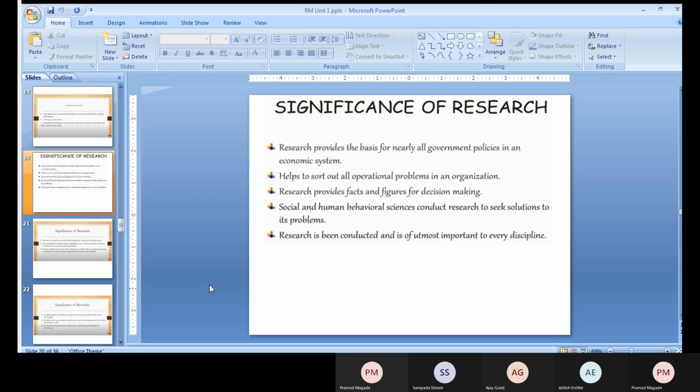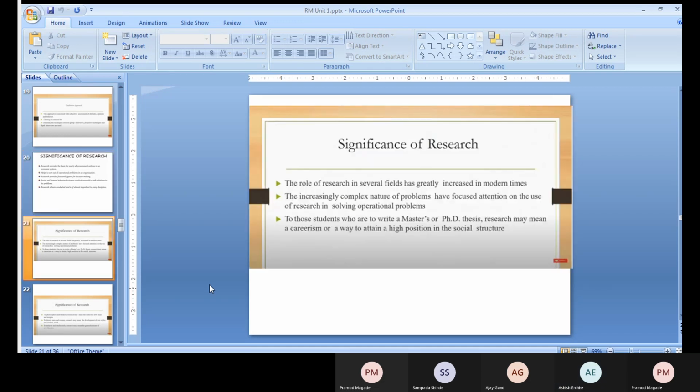Done, sir. Yes. Now, the same significance is mentioned from another point of view. I'll just read it, same points. The role of research. We are learning from the researcher's point of view. The role of research in several fields has greatly increased in modern times. Of course, that's why research is there. The increasing complex nature of problems has focused attention on the use of research in solving operational problems. Critical problems we can solve by research. That is also one kind of significance.